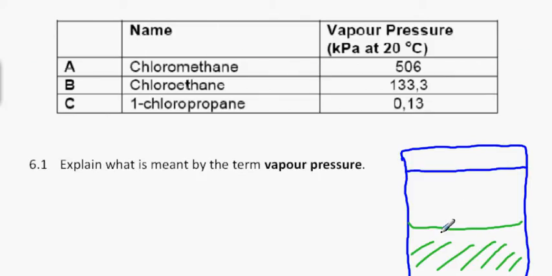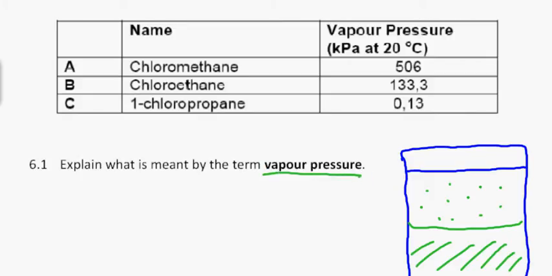Now any liquid on the surface, some of the particles will have sufficient energy to break the bonds, and so you might have a few particles that evaporate, and those particles will be in the gaseous state, obviously within the closed container. And as those particles bounce against the walls of the container, they exert a certain pressure, and that's what is referred to as vapor pressure.